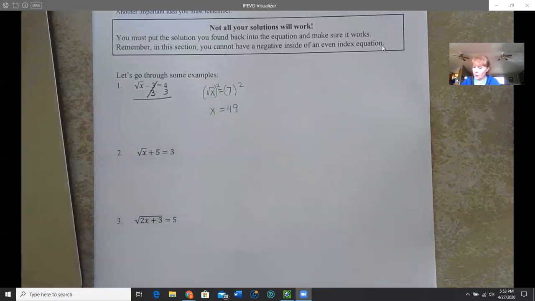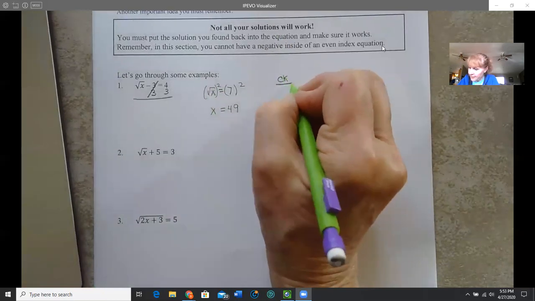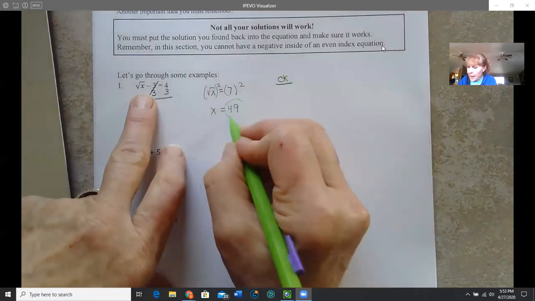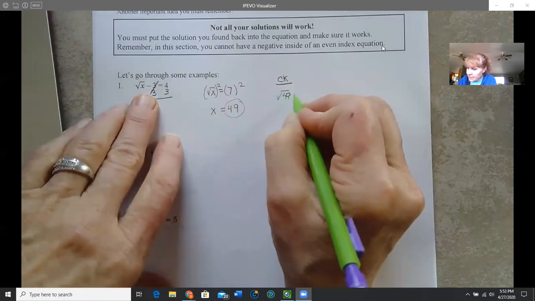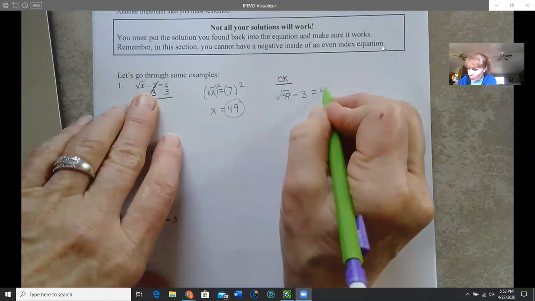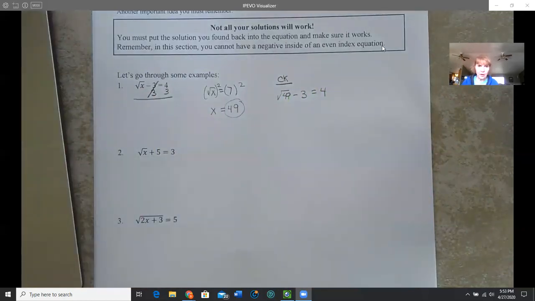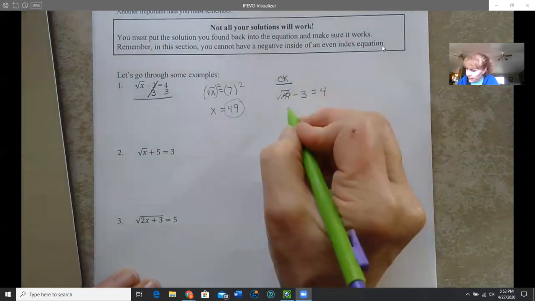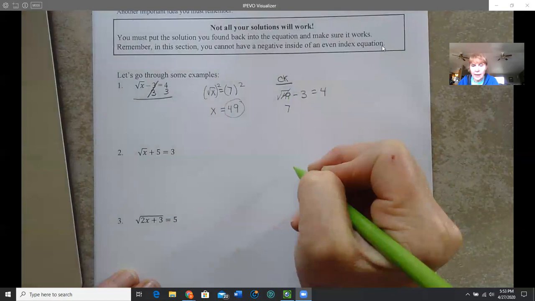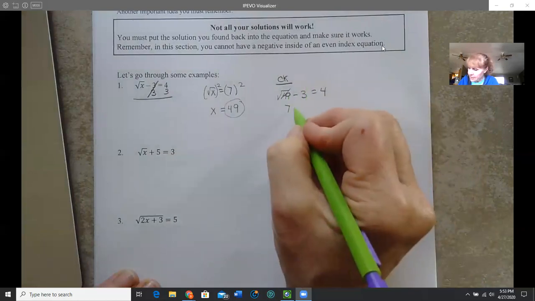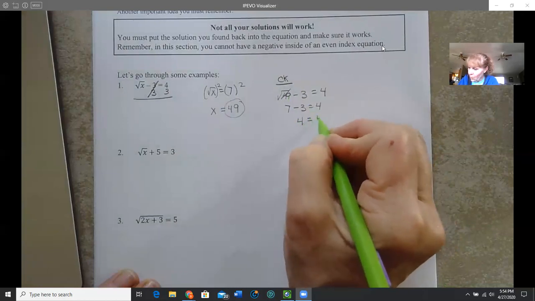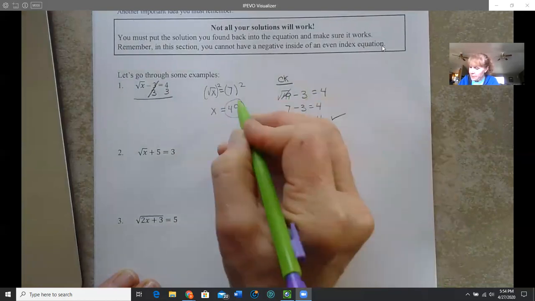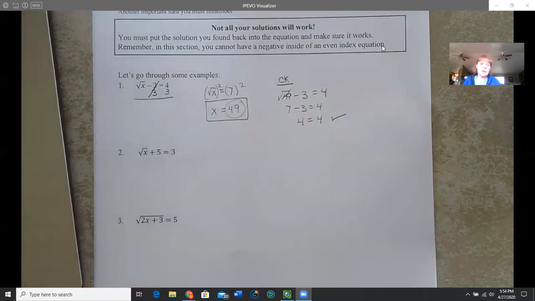Well, and again, it's important to check. So let's go over here and check. We're going to put 49 in for the x, minus 3 equals 4. And simplify that for our check. I just substituted in the 49 just to make sure. This is 7. Square root of 49 is 7, because 49 is 7 times 7. 4 equals 4. It checks. So our solution is x equals 49.